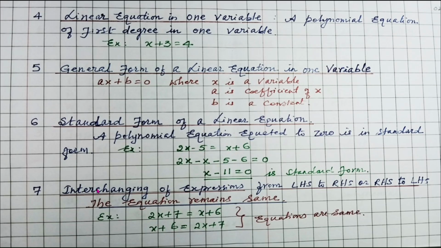So that is how we write a linear equation in standard form, by simplification of any given linear equation. Remember that. Now interchanging of expression from LHS to RHS or RHS to LHS does not change the equation, or the equation remains the same. Now what does this mean? In the LHS we have got 2x plus 7, in the RHS we have got x plus 6. Now I can move this x plus 6 totally to the LHS and 2x plus 7 to the RHS. Still the equations are the same. There is no change in the equation if you move RHS to LHS or LHS to RHS completely.